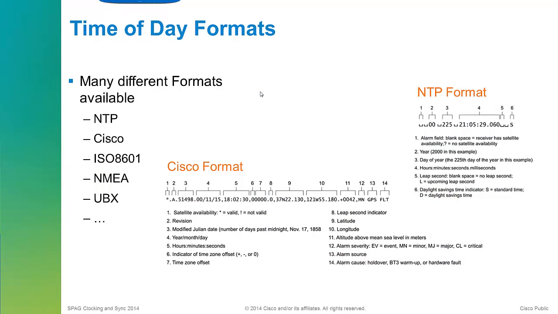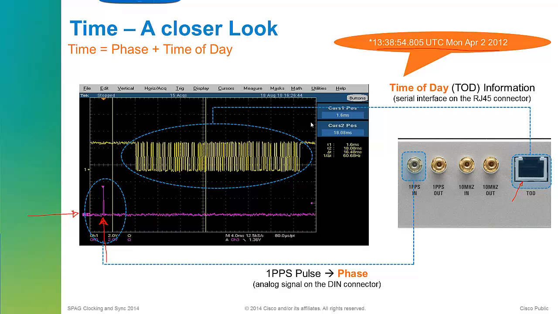So just going back to the slide before, if this ASR 903 here on the right hand side was a 1588 master, then you would connect a GPS with 1 pulse per second in, and you'd connect the time of day here, and that would give you the time reference, the phase, and the time of day reference. You could also use the GPS to connect to 10 megahertz in here to give you the frequency reference.